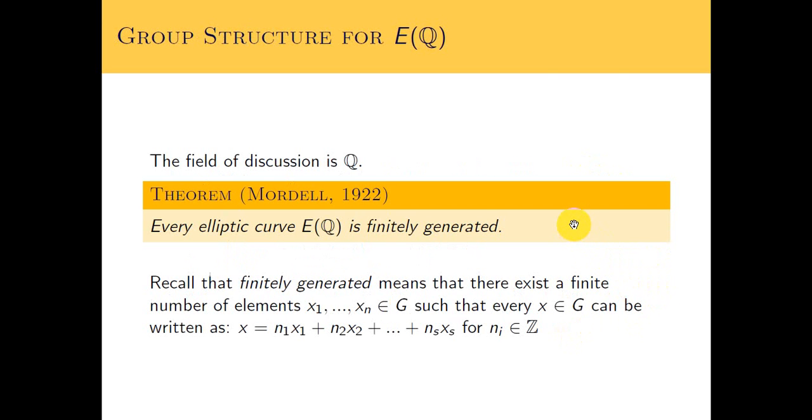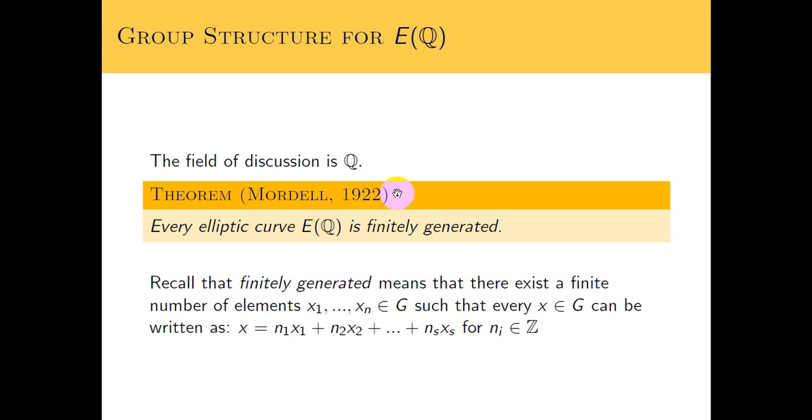So what we're interested in our talk here is the Birch and Swinnerton-Dyer conjecture, which concerns the elliptic curve over the rationals. So the field that we're talking about is not the real numbers, but the rational numbers that we're really interested in. And there's a theorem by Mordell in 1922. So as you can see right off the bat, people have been thinking about elliptic curves for a very long time.